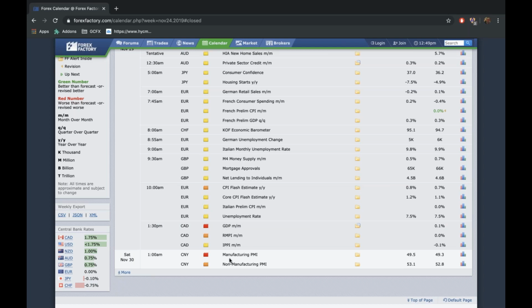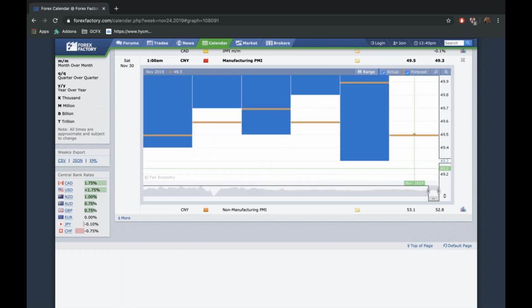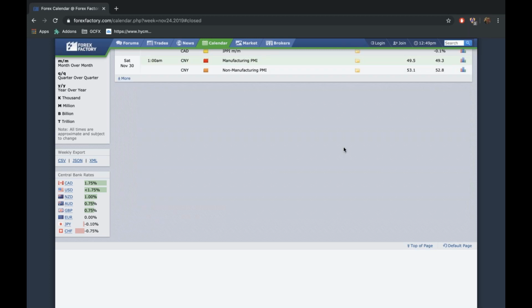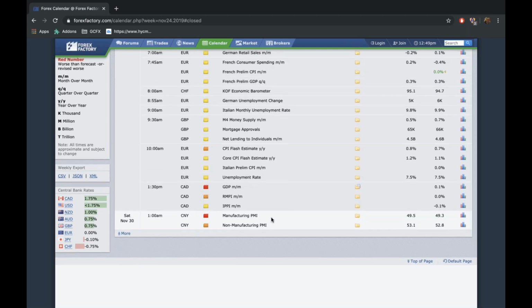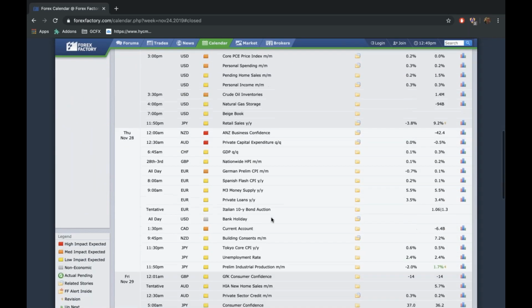Again, don't forget the manufacturing PMI, non-manufacturing PMI data out for China. Again, the market does pay attention closely to those data points. We've seen really low manufacturing PMI data. So anything going back into expansion, I think above 50, would be very positive for the Australian dollar and for risk trades. Okay, that is the main events that we're going through.